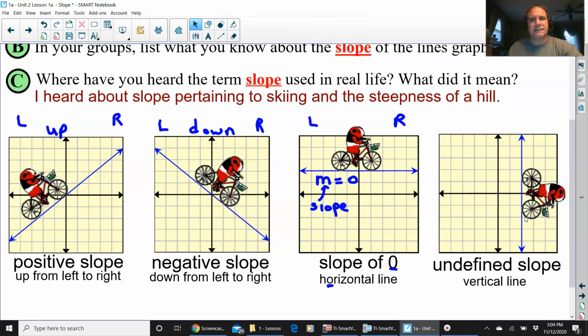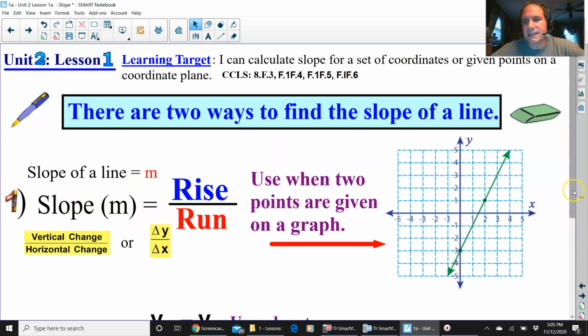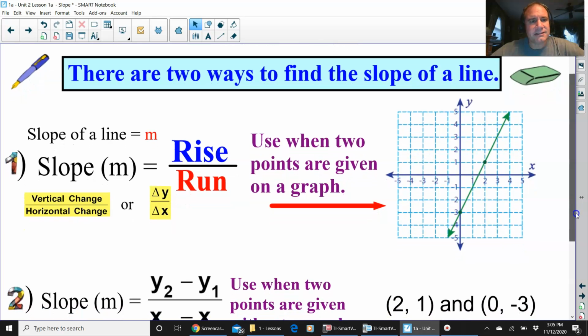So you could refer back to this page as something that you could look at quickly to identify slope. Up from left to right, positive slope. Down from left to right, negative slope. The one horizontal line, the third one, that is a horizontal line and that is 0 slope. Vertical line, undefined slope. And that is pretty much everything, all right? All identifications of slope.